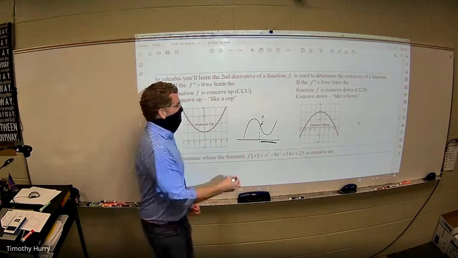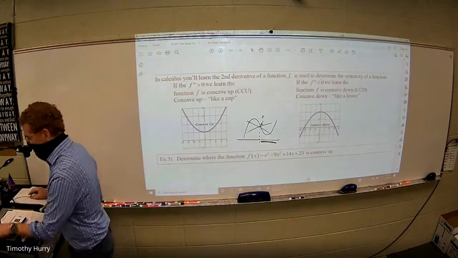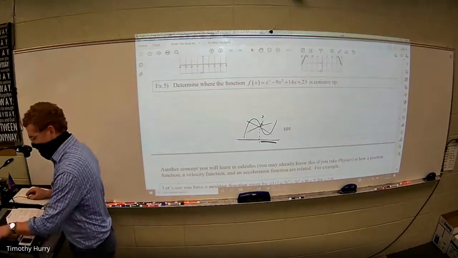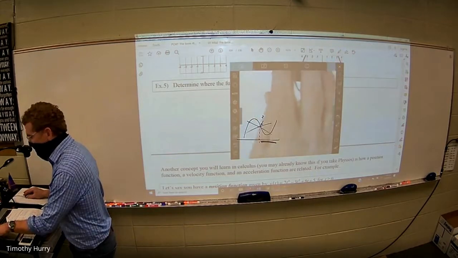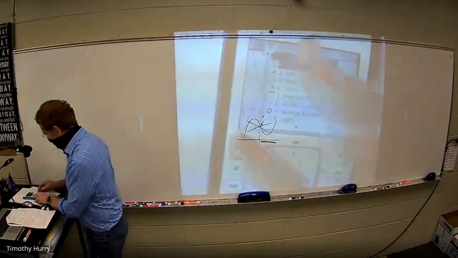So what we're going to do is not graph the actual function. We would graph the second derivative function. So walk with me here as I show you that in example 5. That's probably all we're going to get to on this. But here we go. I could take this, delete.